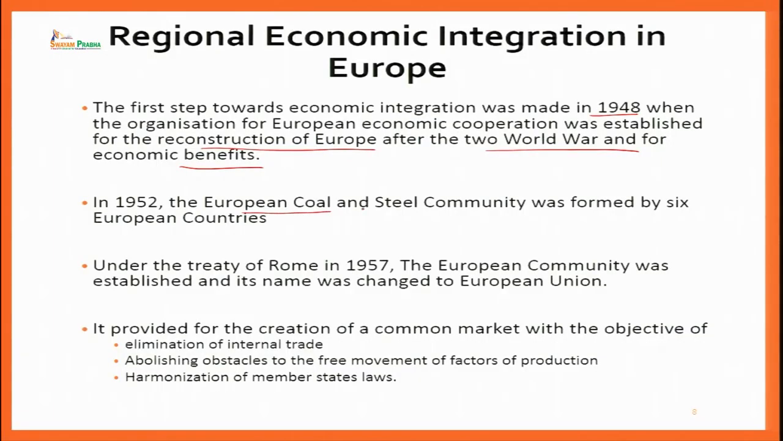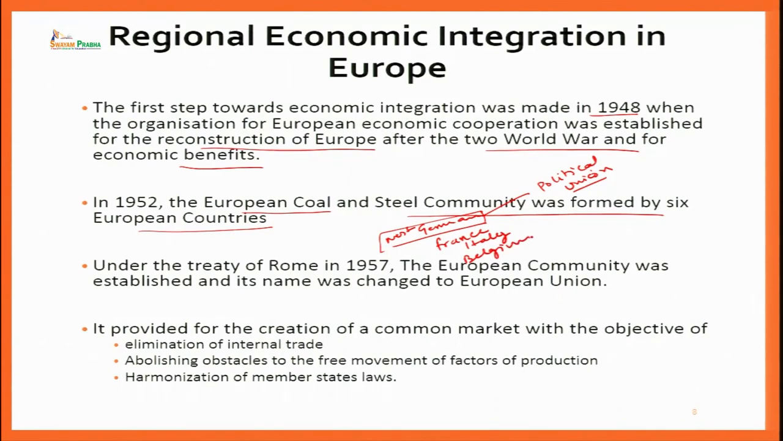In 1952, the European Coal and Steel Community was formed by six European countries. Among them was Germany, particularly Western Germany. Western Germany and Eastern Germany are the two examples of political union. They lost their individual identity and became West Germany and East Germany, right? So West Germany became a member country and the country who actually initiated the European Coal and Steel Community formation. France was another country, Italy, Belgium, Netherlands and Luxembourg.